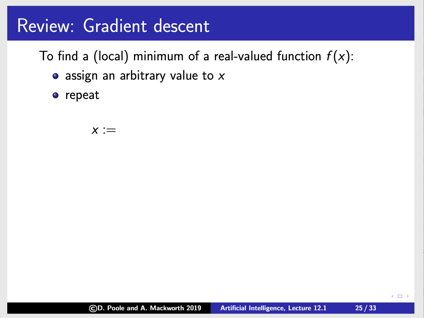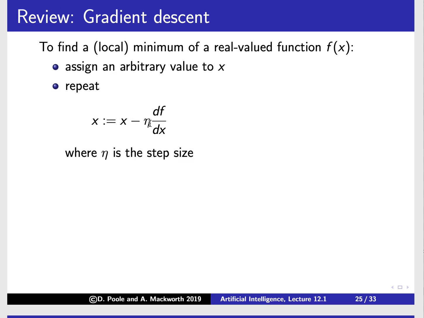What gradient descent does is find a local minimum of a real-valued function f of x. We assign an arbitrary value to x, and we repeat: we take the current point and update it by the gradient. So x gets the value of x minus eta times the derivative df/dx. It's trying to find the x that minimizes f of x, and it keeps following the gradient in the negative direction. Eta here is the step size. Okay, so that's how to find a minimum for a simple function.